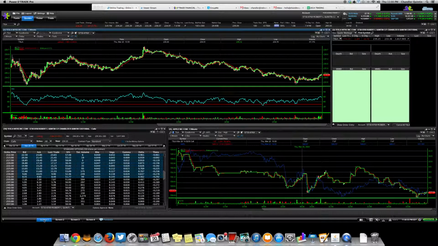My main screen is very basic. I'm sure a lot of your main screens are. It's a standard stock chart. You have an options chain here on the left, then options chain chart on the right, and level 2 quote.